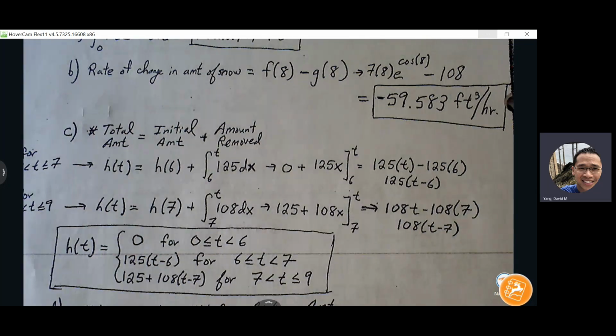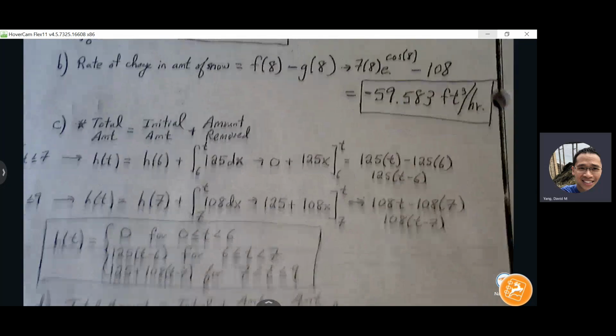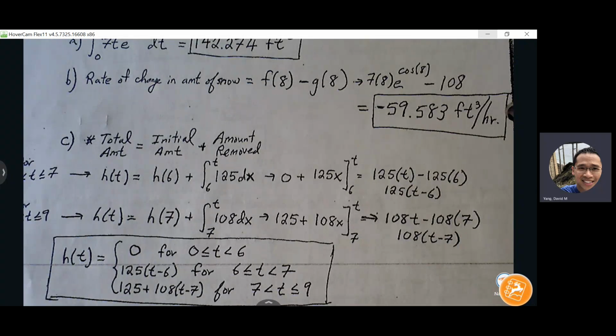Okay, now part D, I think this feels more comfortable. Part D says, how many cubic feet of snow is on the driveway at 9 a.m.? Okay, so now we go back to the formula that we're more familiar with. The total amount is equal to initial plus the amount that's been added minus the amount removed.